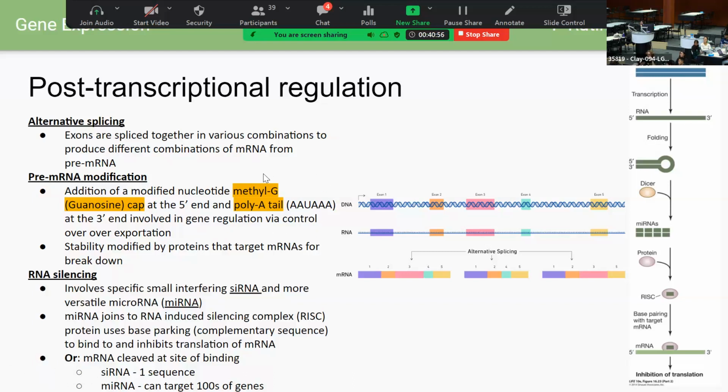Then we have pre-mRNA modification. Mainly what that is, you have the methyl G cap at the 5' end, and the poly A tail on the 3' end. It helps with transporting it as well as being read by the ribosome. And then we have RNA silencing. Probably not as important, but you can see a diagram here as to what happens. It gets folded, gets diced, and just binds to other mRNA, which inhibits translation. So when it has this micro mRNA on it, it inhibits translation.